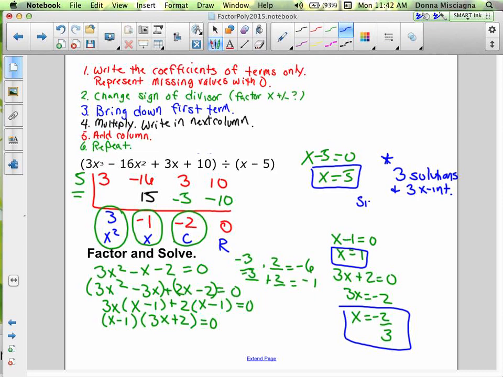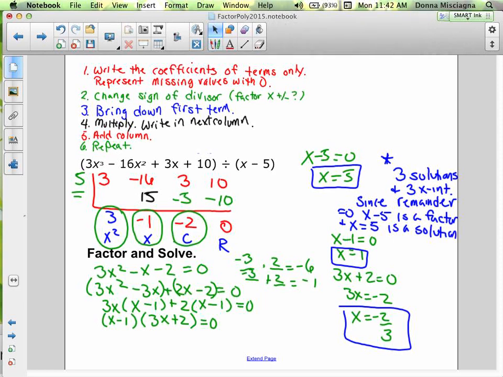So since the remainder equals 0, x minus 5 is a factor, and x equals 5 is a solution. All right, so just add the rest of the notes to this problem. We use synthetic division to determine that, yes, indeed, x minus 5 is a factor, 5 is a solution, and then we had something we could factor.